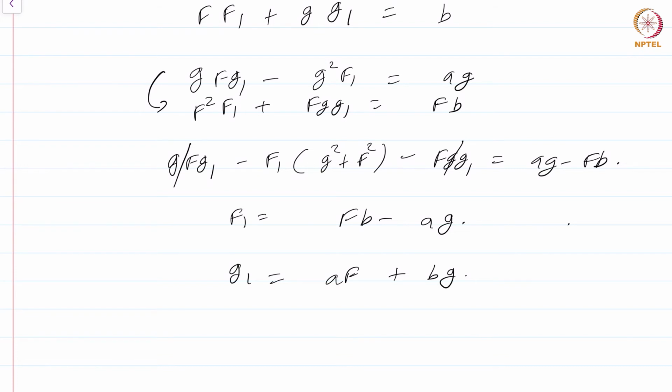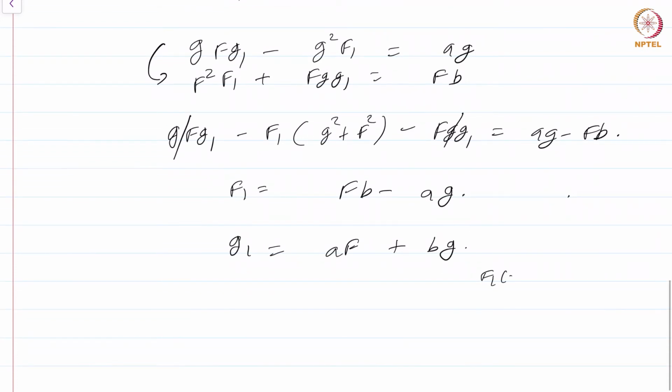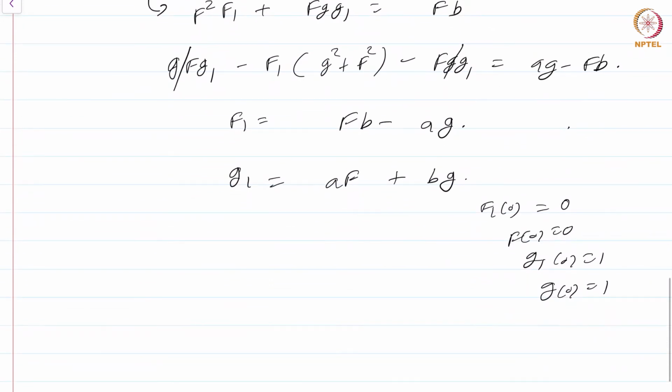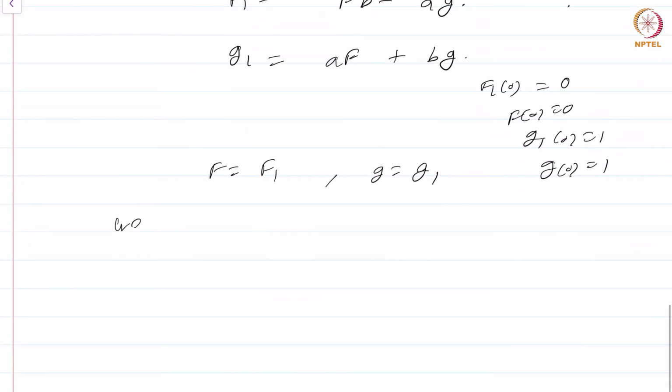Now this helps us a lot because we know that f1 of 0 is equal to 0 and f of 0 equal to 0, and g1 of 0 equal to 1 and g of 0 equal to 1. We know all of this. Okay. Now setting x equal to 0 in both these equations immediately gives f equal to f1 and g equal to g1. This comes because you can determine the constants. The constant a will be 0 and the constant b will be 1. So we have shown uniqueness. We have proved uniqueness.